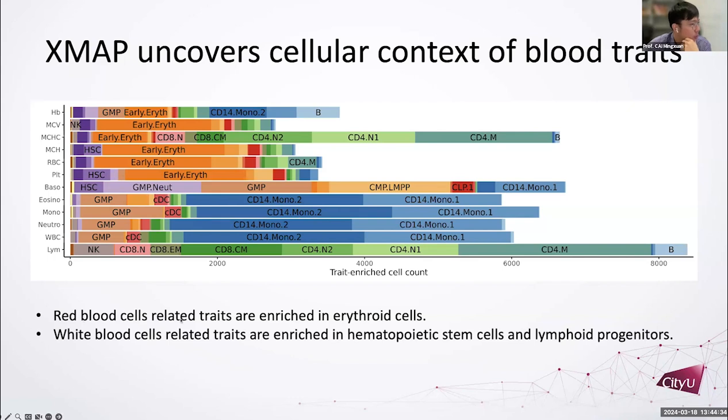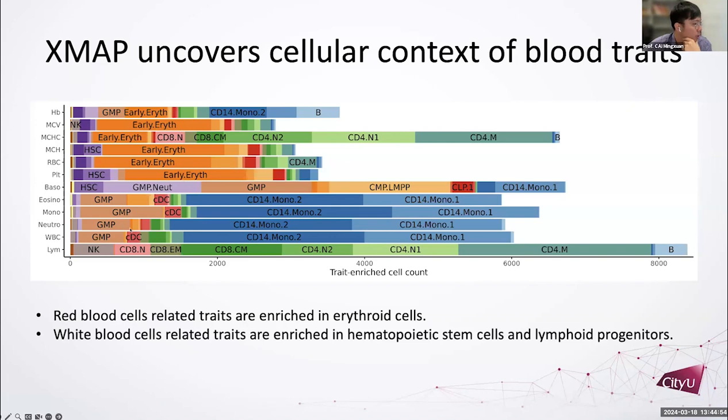For example, for red blood cell traits, we found that most of the traits are enriched in the erythroid cells. For example, in this part, all these traits are related to red blood cells, and we actually found significant enrichment for erythroid cells.